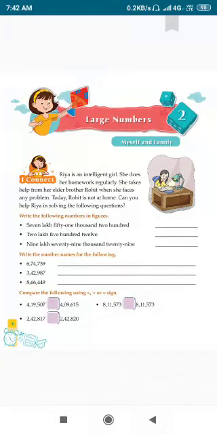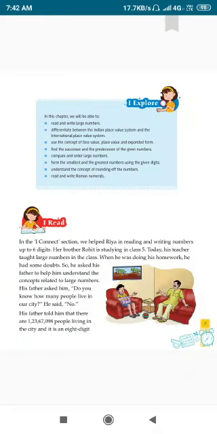Hello, my dear students. Today I am going to discuss the mathematics subject of class 5. The topic is large numbers. In this chapter we will be able to read and write large numbers. Second, differentiate between the Indian place value system and the international place value system. Third, use the concept of face value, place value and the expanded form.